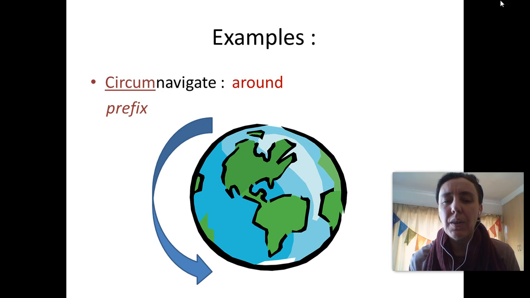So I want you to look. There's circum, the prefix that we need to work with. The meaning is in red. It means around. Good. We have another part of the word.